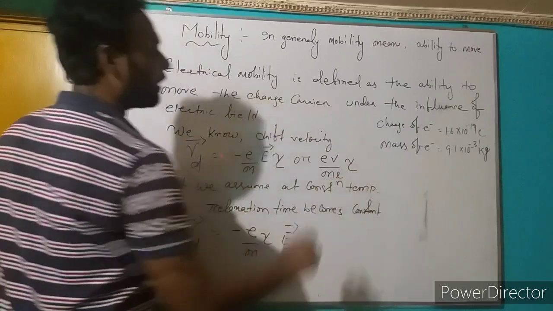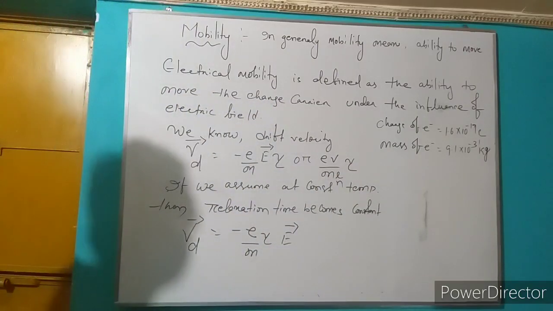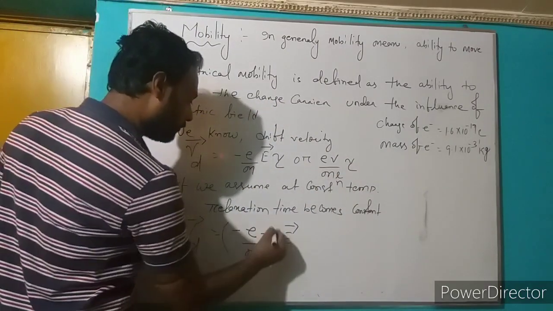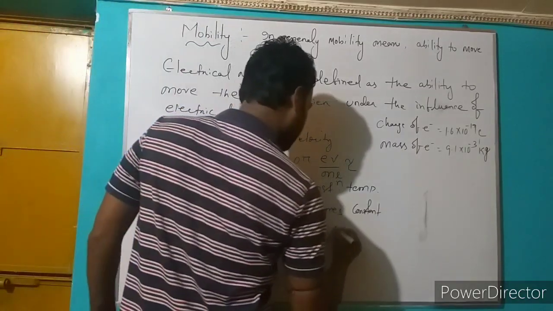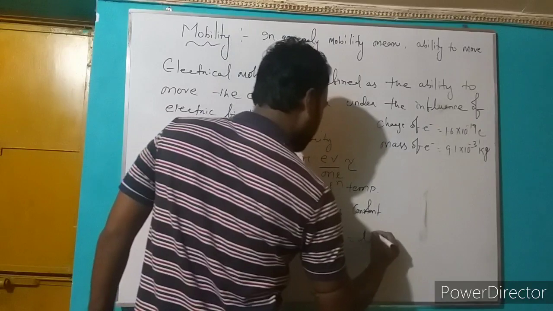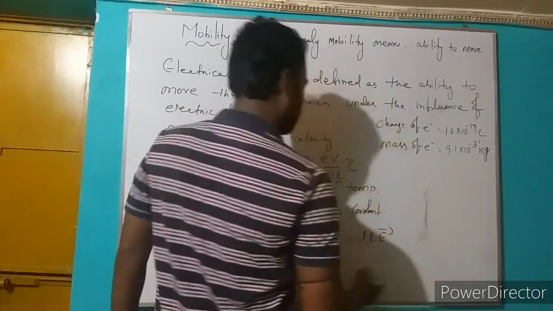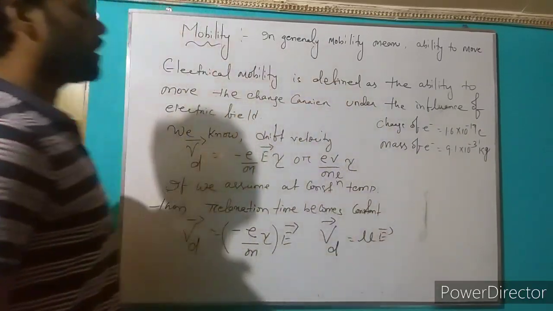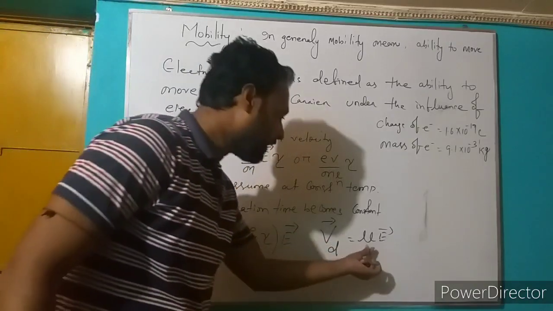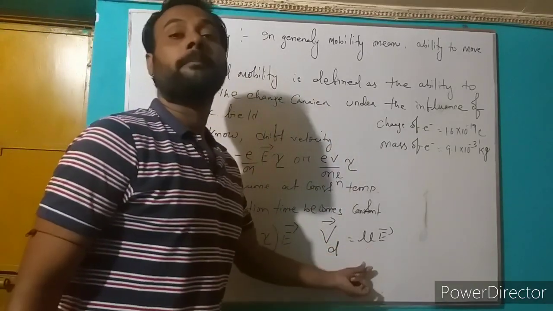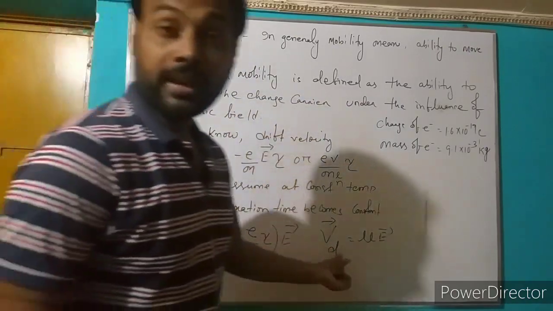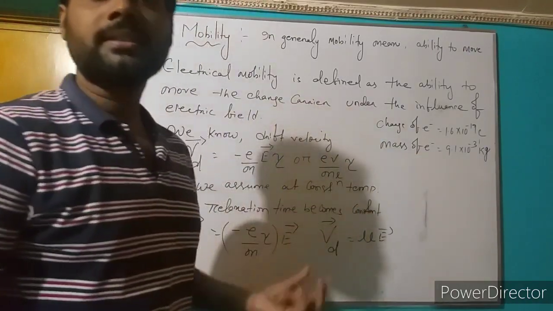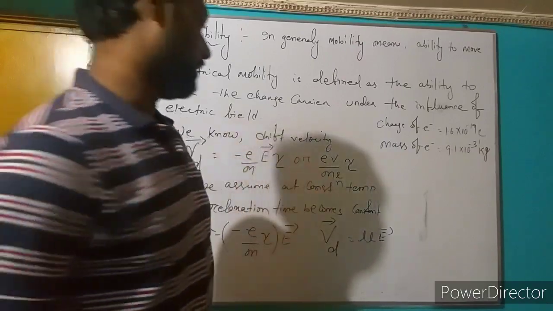How? Because thermal temperature remains constant. In that case all the terms remain constant. That's why Vd equal to constant into electric field. Vd equal to constant into electric field. That constant is represented by the symbol mu. That is known as mu. So mu means mobility of charge carrier.